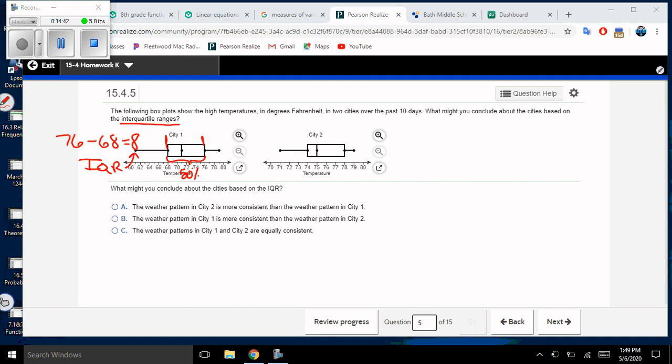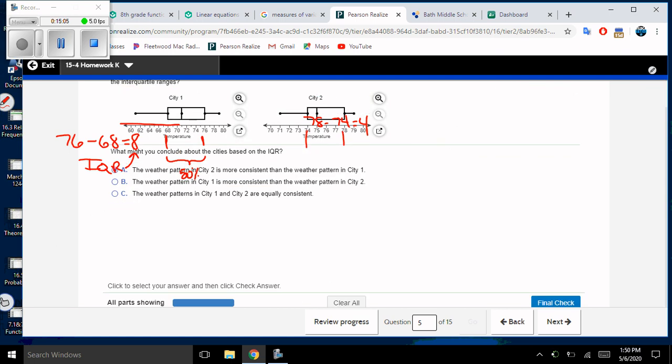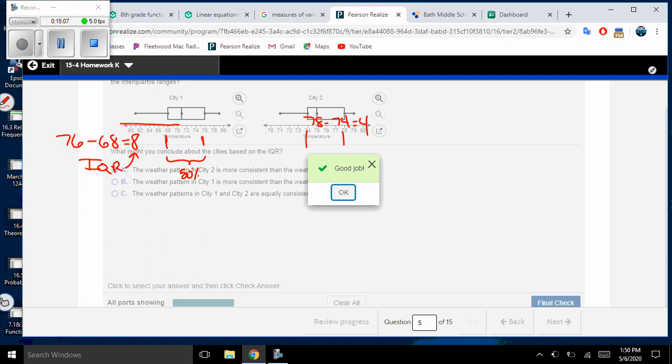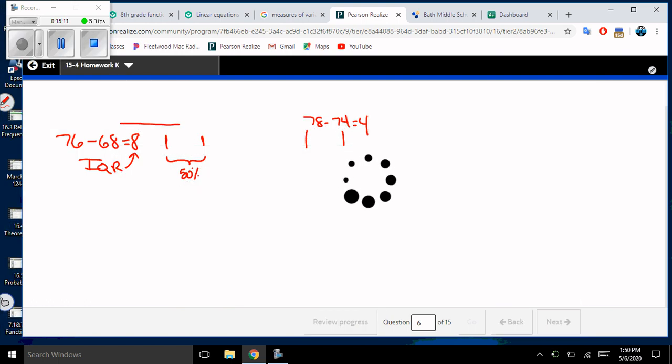And the IQR over here is 74 to 78. So 78 minus 74 is only 4. Okay, so the IQR in City 2, what does this mean? The weather pattern in City 2 is more consistent because it has a smaller IQR. That's basically what they want you to come up with here. And so, boom, that's what we get. All right, move on to question 6.